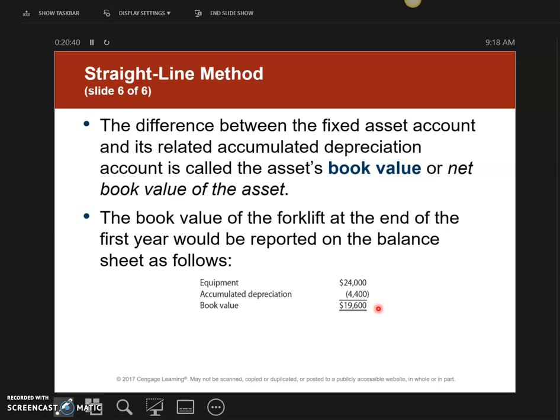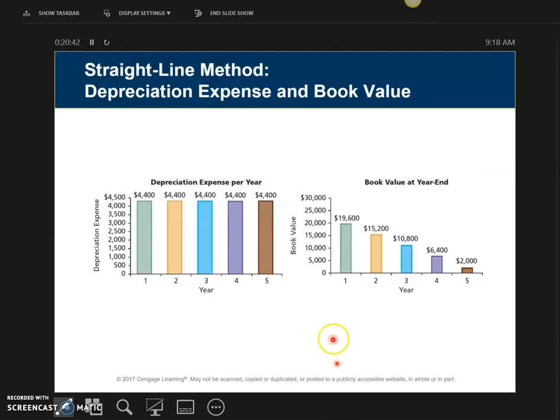Well, at the end of the second year, let me show you what's going to happen. At the end of the second year, my book value will be $15,200, because it'll be 4,400 times 2, since I'll have 2 years in there, so 8,800 minus the $24,000. So each year my book value will go down until my book value at the end of year 5 equals $2,000, because book value never drops below residual value. Extremely important. Remember that.